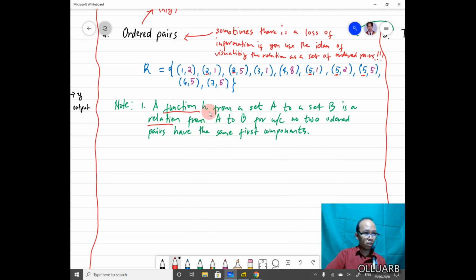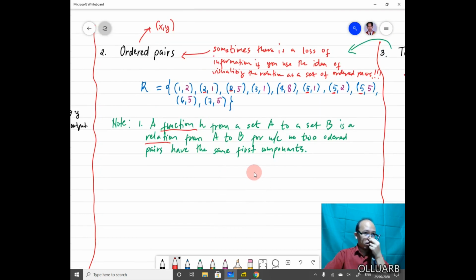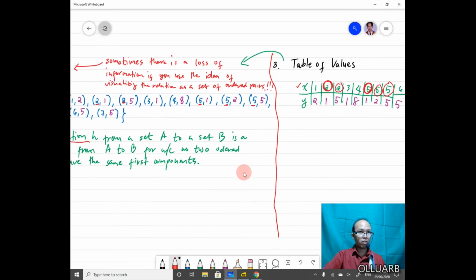Some books define it this way. They define the function and relation using the set of ordered pairs.